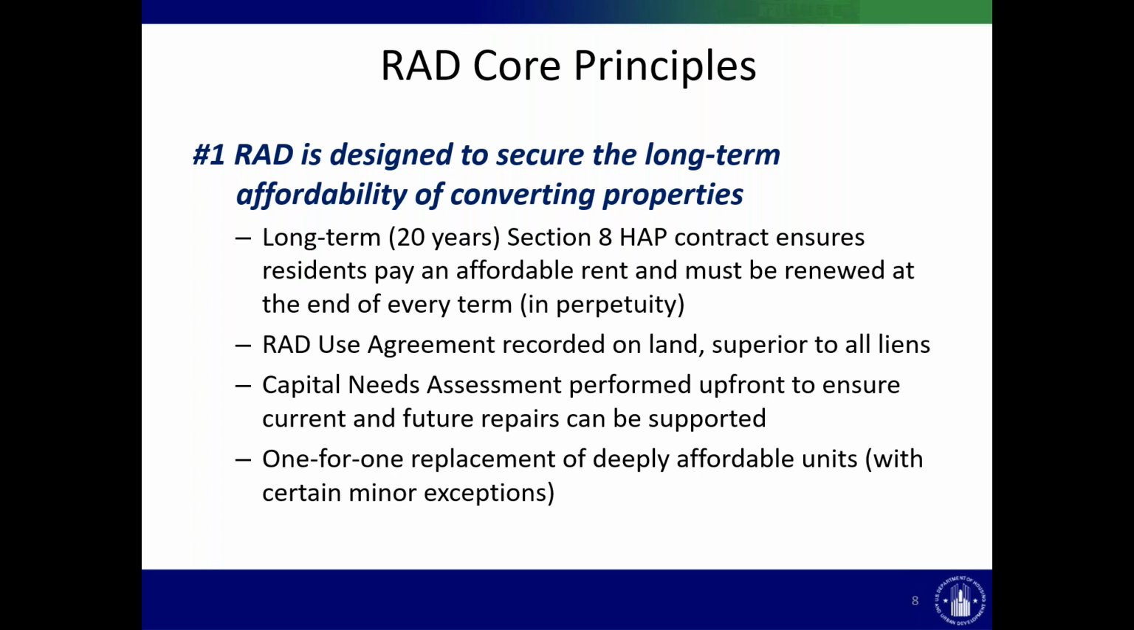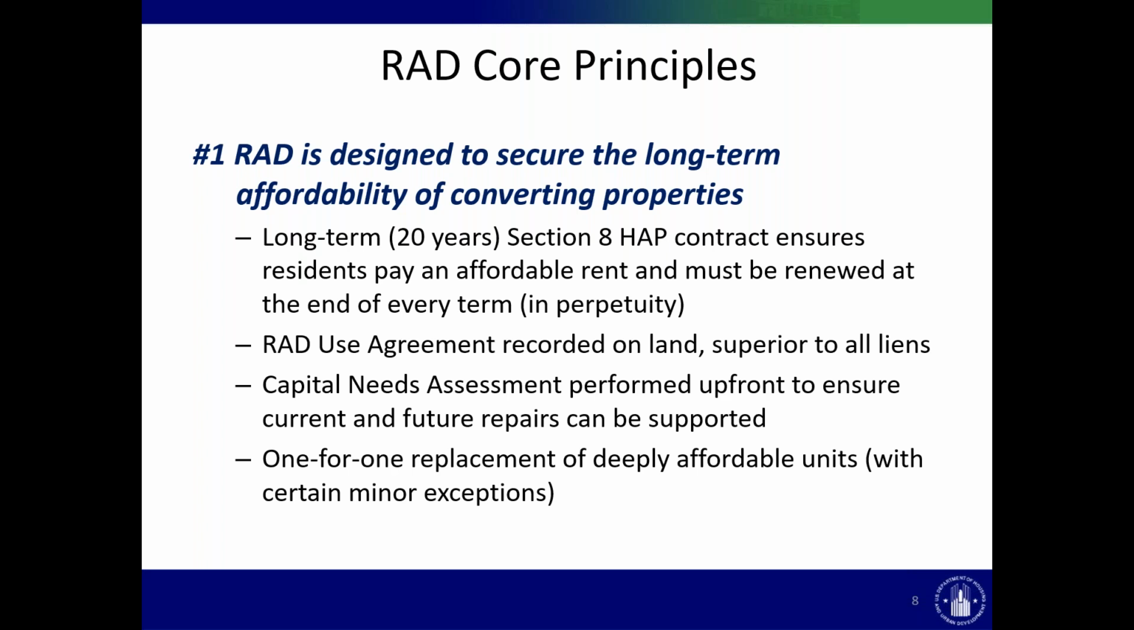The first core principle, RAD is designed to secure the long-term affordability of converting properties. How do we do this? When a property converts, it's put under a long-term, 20-year Section 8 contract, and that contract ensures that residents pay an affordable rent. And very importantly, that contract is required to renew at the end of that 20 years for another 20 years. And then at the end of that term, renews again and again. So the renewal occurs in perpetuity to ensure the property remains affordable.